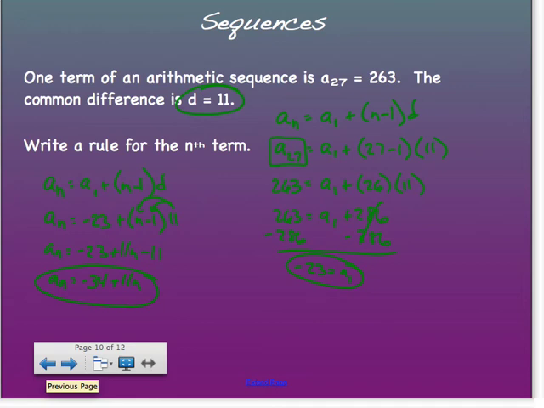Now, we can check it. Plug in 27 if you don't feel comfortable. If I plug in 27, and I'll do it right below my answer, a sub 27 equals negative 34 plus 11 times 27. When I do that, negative 34 plus 11 times 27, I think I get 263. Well, if you look in your problem, when I got a sub 27, should you have gotten 263? Should these match? Absolutely. That's exactly what we did. So we got the right answer. My general rule for the nth term is negative 34 plus 11n.